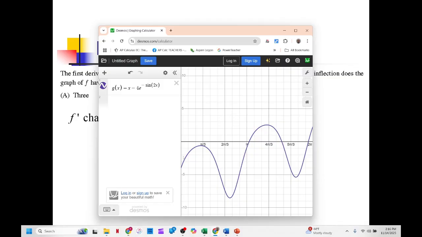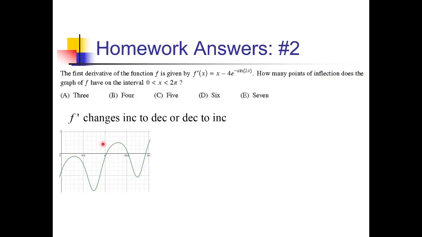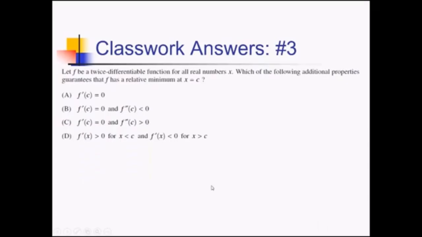Here's my graph. Let me just copy and paste that over here so we can look at it. And I change direction, it looks like 1, 2, 3, 4 times. So that's telling me that I have 4 points of inflection on the interval from 0 to 2 pi, which gives us choice B.